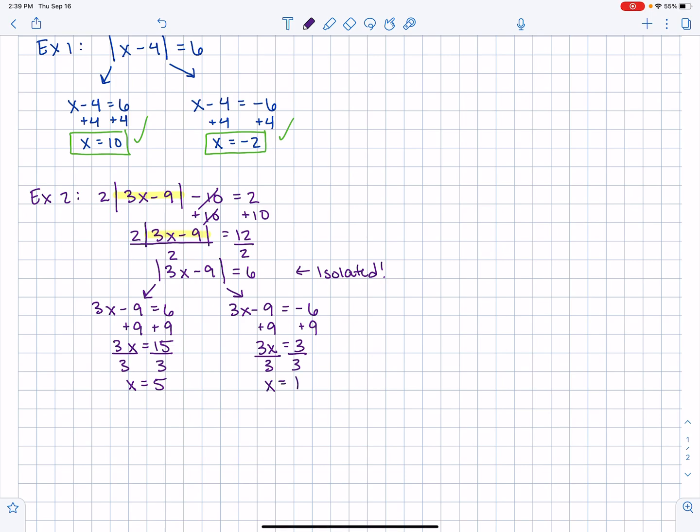It's always a really good idea to go back up to your beginning equation and check. So 3 times 5 is 15 minus 9 gives us 6. All right, 2 times 6 is 12 minus 10. That works. I'll give this guy a box. And for time's sake, right now I'm going to tell you that the other one works as well. But always a good idea to go ahead and check those solutions.